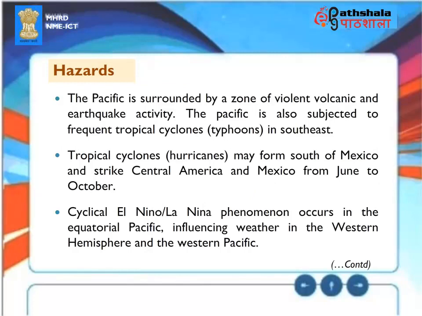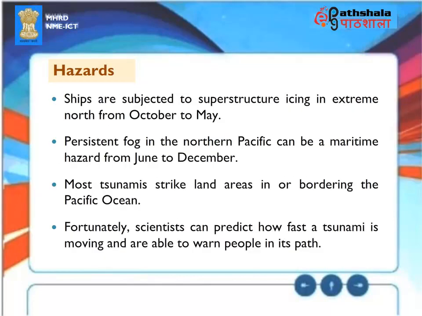Hazards. The Pacific is surrounded by a zone of violent volcanic and earthquake activity. The Pacific is also subjected to frequent tropical cyclones or typhoons in the southeast. Tropical cyclones or hurricanes may form south of Mexico and strike Central America and Mexico from June to October. Cyclical El Nino or La Nina phenomenon occurs in the equatorial Pacific, influencing weather in the Western Hemisphere and the Western Pacific. Ships are subjected to superstructure icing in the extreme north from October to May.